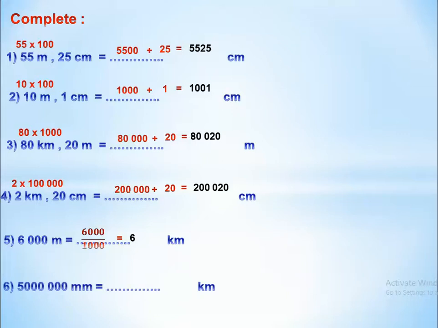5 million millimeter equal how many kilometer? We know that to convert from millimeter to kilometer means over 1 million. So we are going to put 5 million over 1 million, it will be 5.